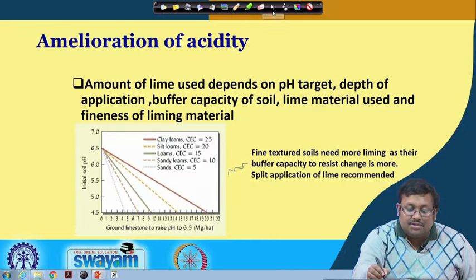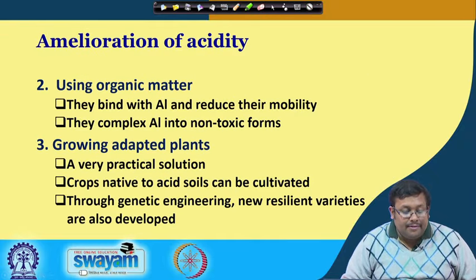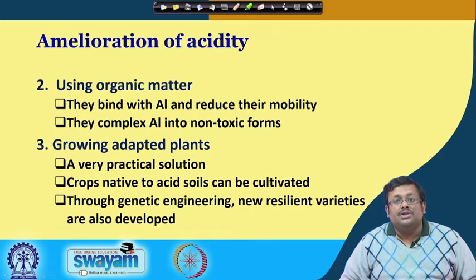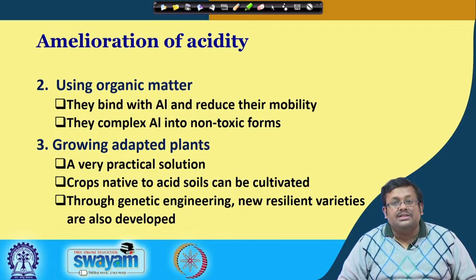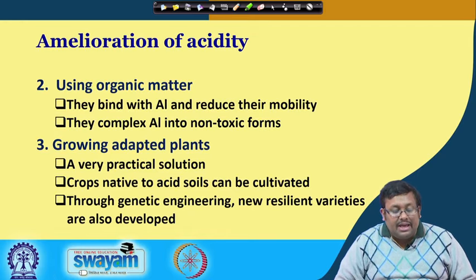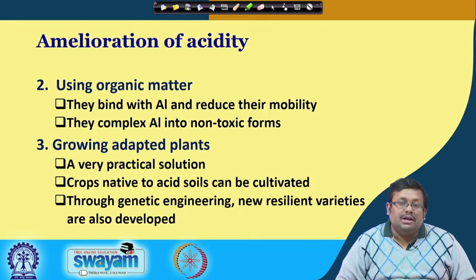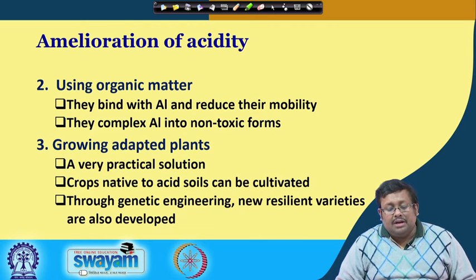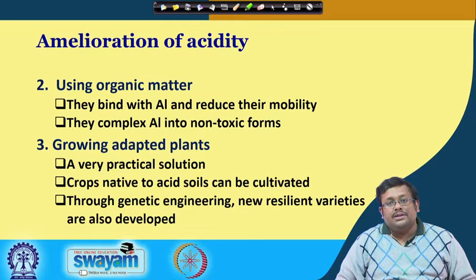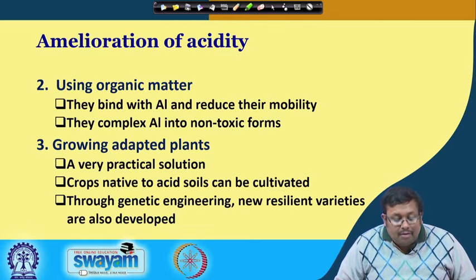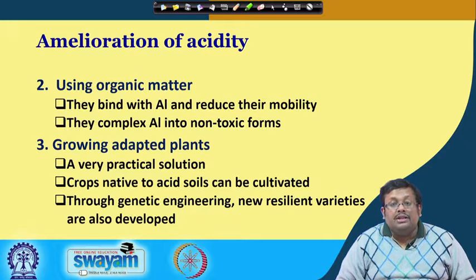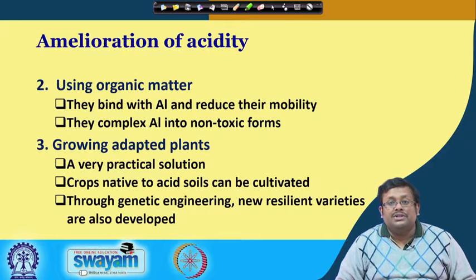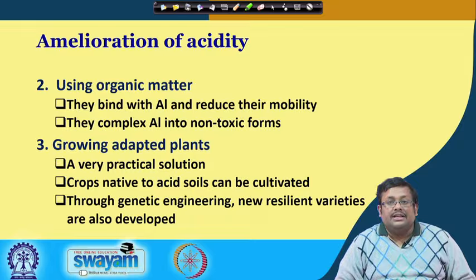So, let us move ahead and see what are the other ways of ameliorating the soil acidity. Obviously, using organic matter is another way, because it binds with the aluminum and reduces its mobility, and aluminum is very toxic in acid soil. The organic matter, basically the humus portion, forms complexes with aluminum into its non toxic form. So, these are the beneficial uses of organic matter in case of acid soil.